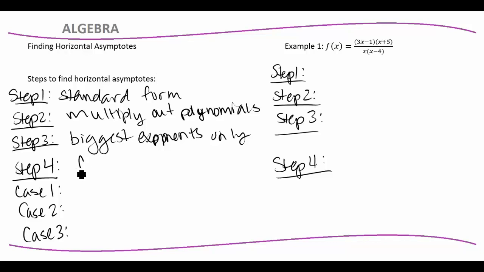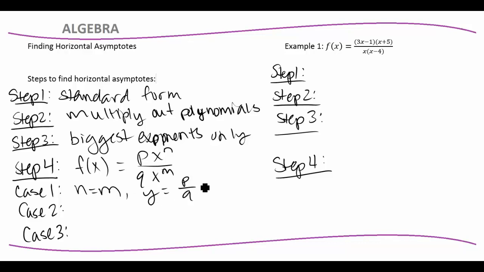First, let's recall what a typical rational function looks like. F of x equals p times x to the n over q times x to the m. So p is just some number coefficient, n is any exponent, q is any coefficient number and m is any exponent. So in case 1, if the largest exponents are the same in the numerator and the denominator, so we have n equals m, then the horizontal asymptote is the ratio or the fraction of the coefficients in front of the largest exponents. So it's going to be y equals p over q.